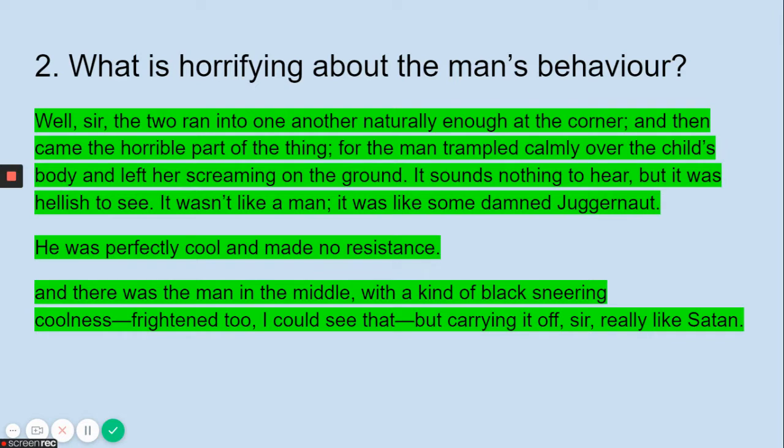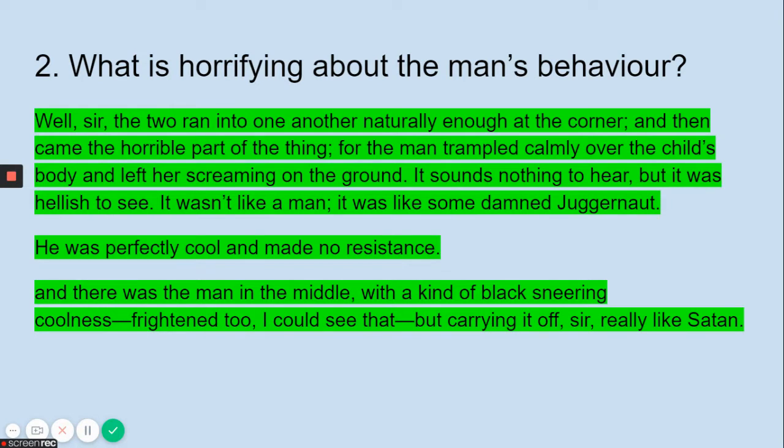Finally, when Hyde is being forced to pay for his crimes, he displays a black, sneering coolness reminiscent of Satan. The reference to Satan would horrify a Victorian reader due to their religious society. Therefore, by comparing Hyde to the devil, it tells the reader that in no uncertain terms, Hyde is evil.